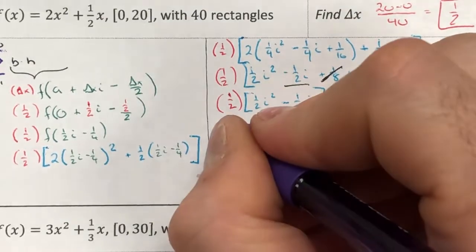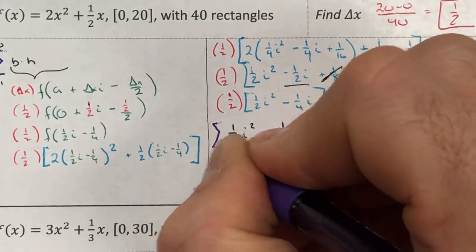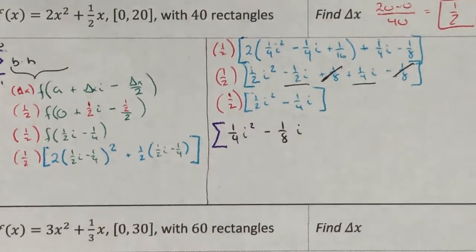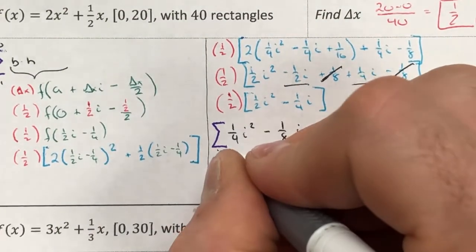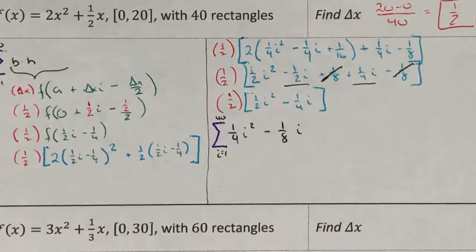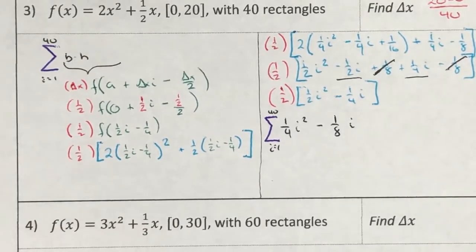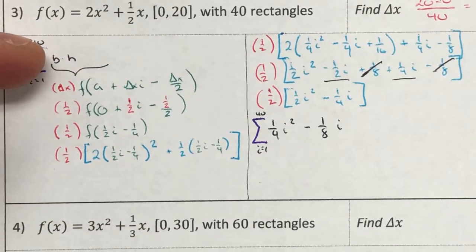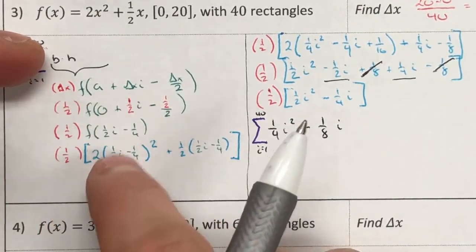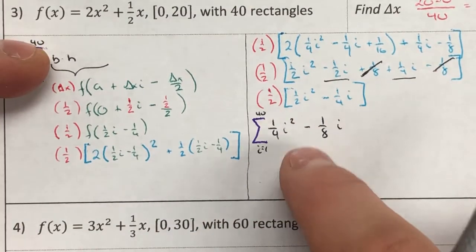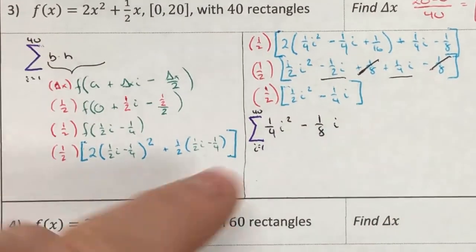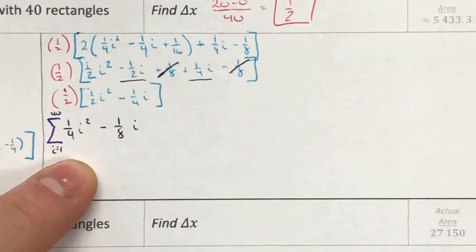There's the sum that we're taking, from i equals 1 to 40. So again, the process wasn't too bad. It's base times height. We know what our base is. We know how to find the height. We just got to plug it in and simplify it. So boom, we're going to take this and see what this approximates down to.